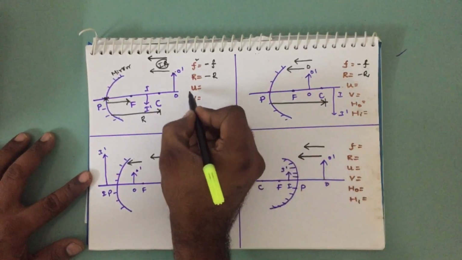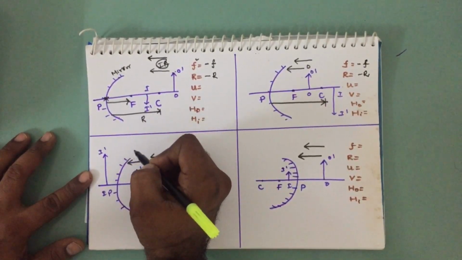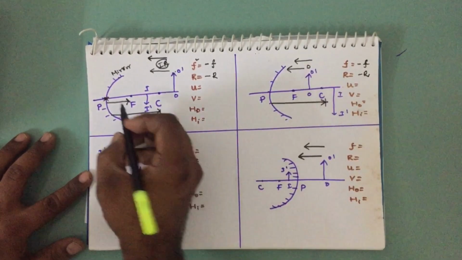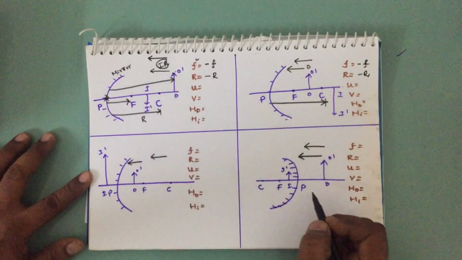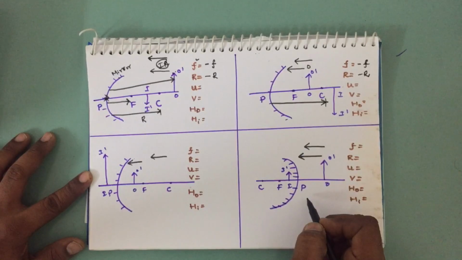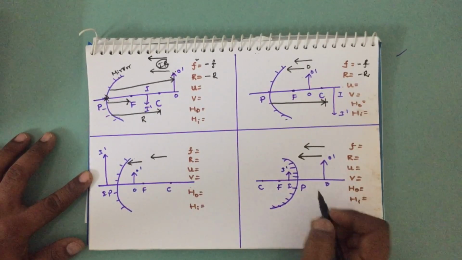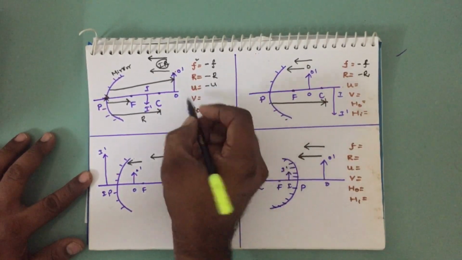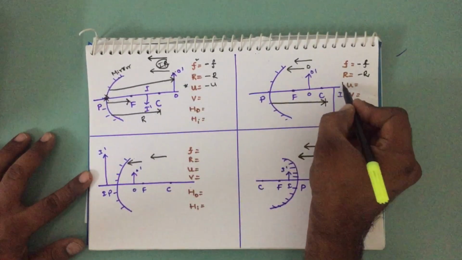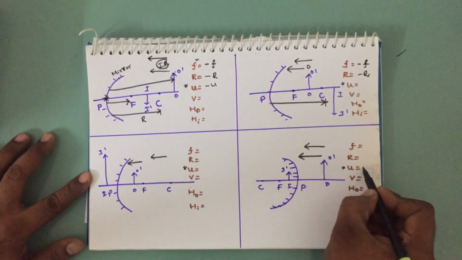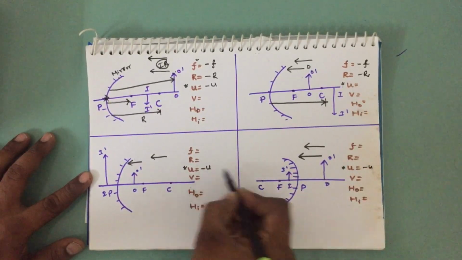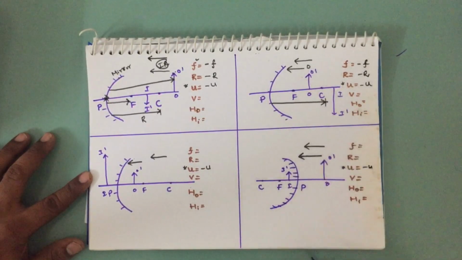Now coming to the object distance. The distance from pole to object is called the object distance. So this is pole to object. We measure it from the pole in the direction opposite to the incident ray, so u will be negative. The most important point to notice here is that in every situation the object distance will be negative. If you want to cross-check, you can do it over here.